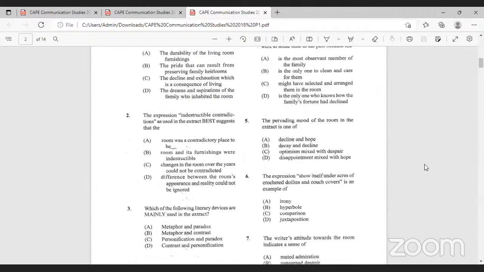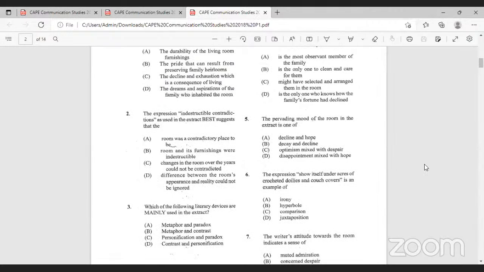Question 3. Which of the following literary devices are mainly used in the extract? A, metaphor and paradox, B, metaphor and contrast, C, personification and paradox, or D, contrast and personification? All right, so we know personification is there, so we can eliminate A and B. Right? So it's between C and D. What are people saying? One person says C, one person says D. Answer is D. It's contrast and personification. Literally showing when it was good compared to when it ran down and turned bad.